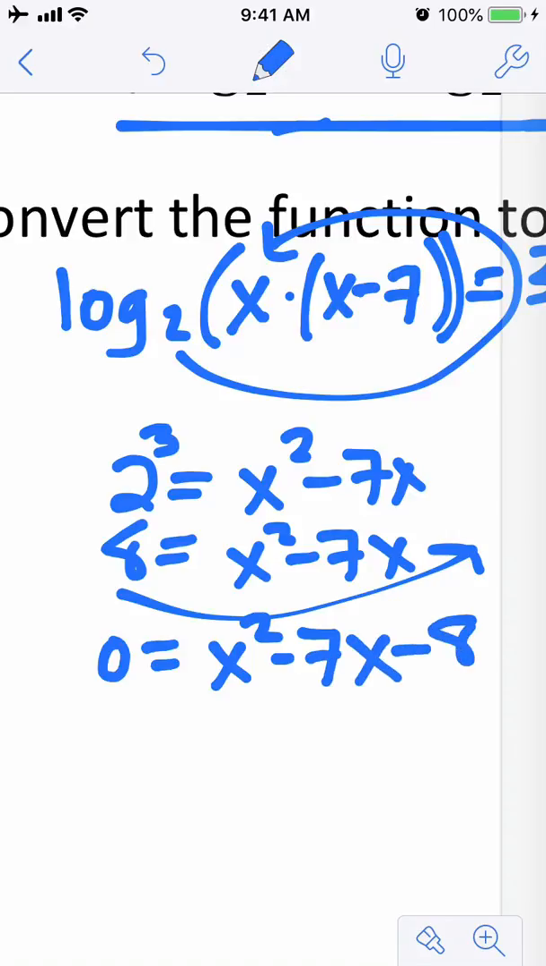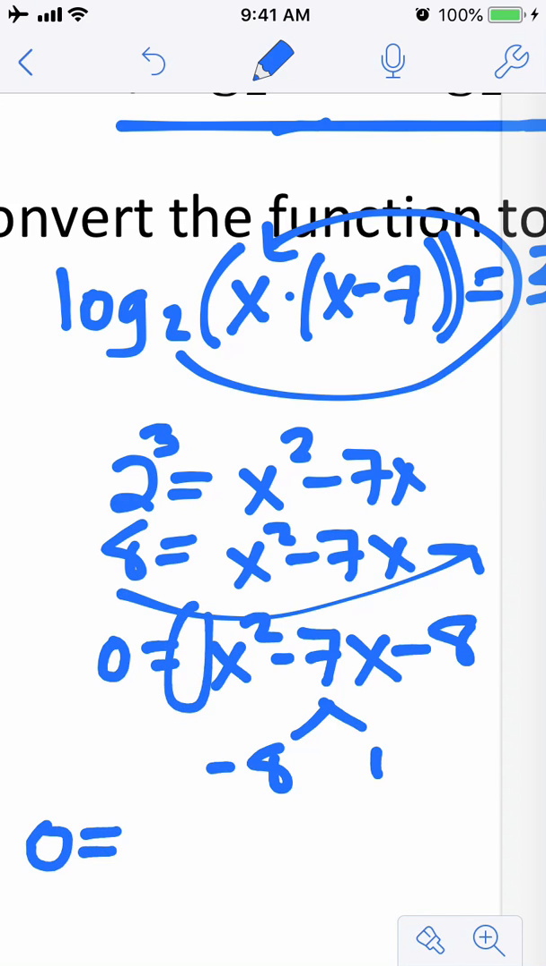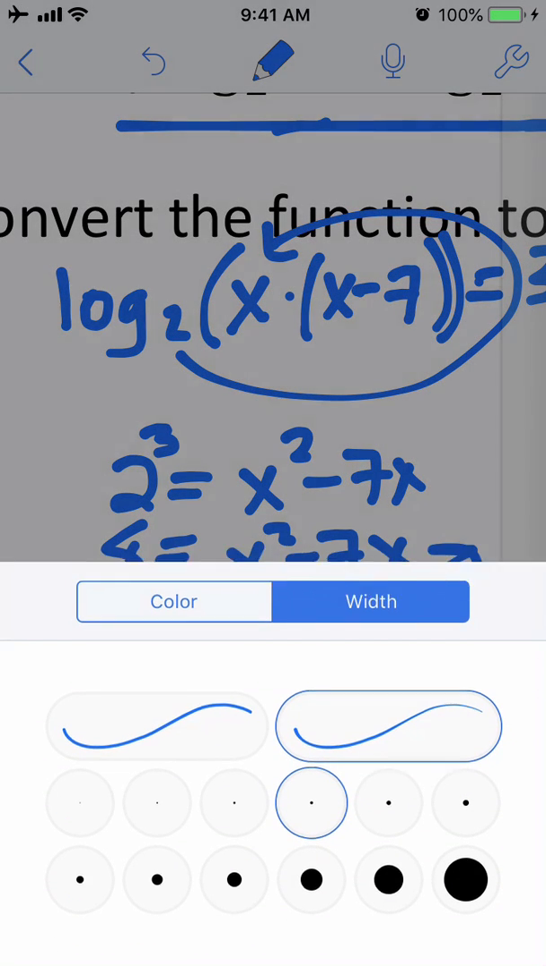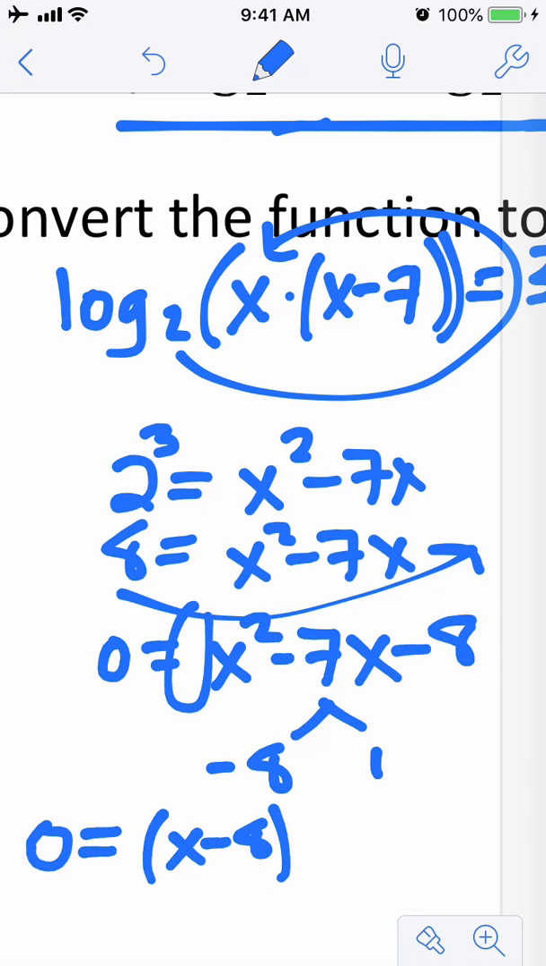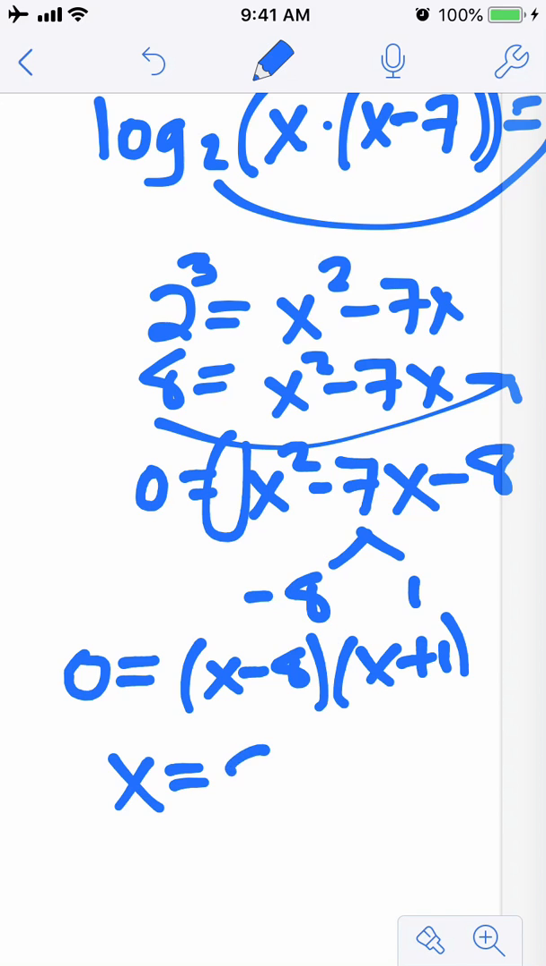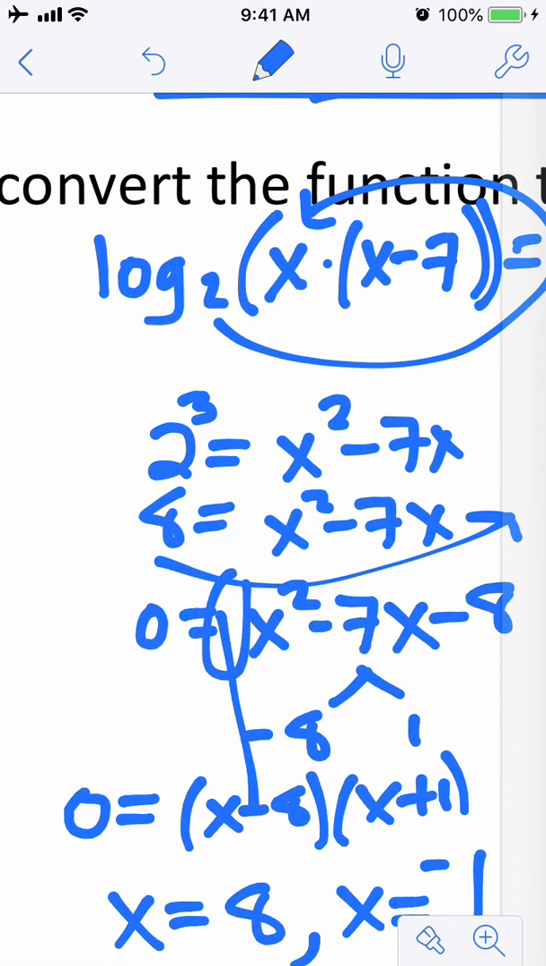Oh, sweet. It looks like this one's going to factor, right? Because what two things multiply to negative 8 and add to negative 7? I'm thinking negative 8 and 1, right? So we're going to get 0 equals, and even better, a is equal to 1. So I know this is just going to go to x minus 8 and x plus 1. So x is going to equal 8 or x is going to equal negative 1. Fabulous!